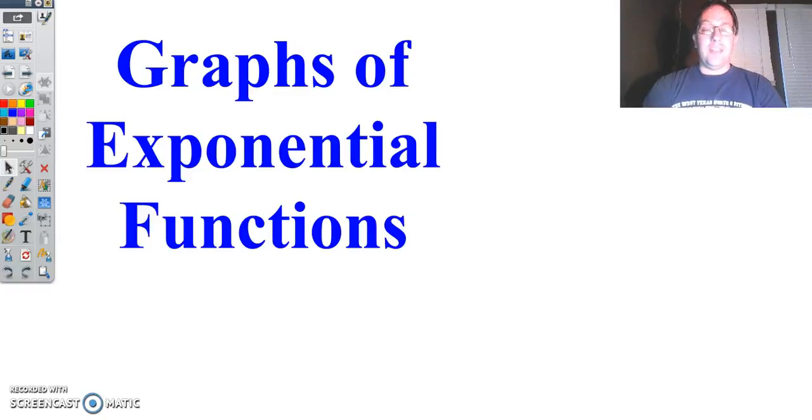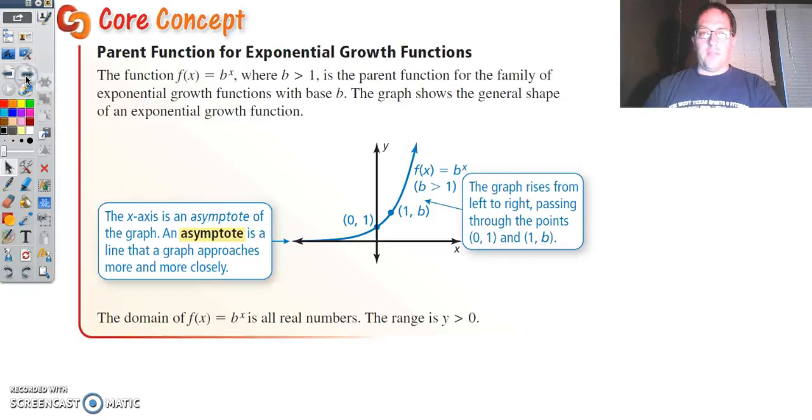Hello class, today we are going to introduce graphs of exponential functions. Now, an exponential function is something where the variable is in the exponent, so something like 3 to the x or 5 to the x. So let's take a look at the graphs of these.